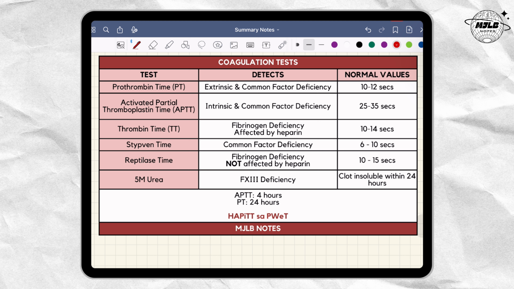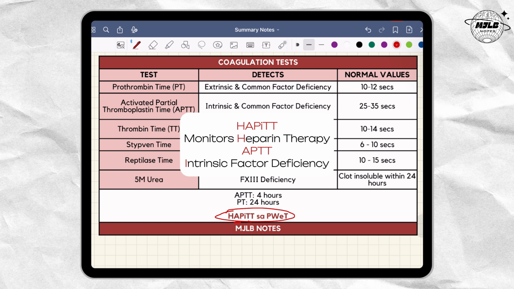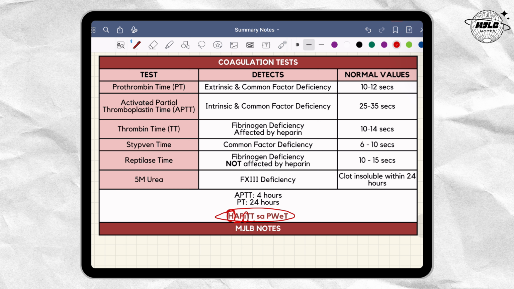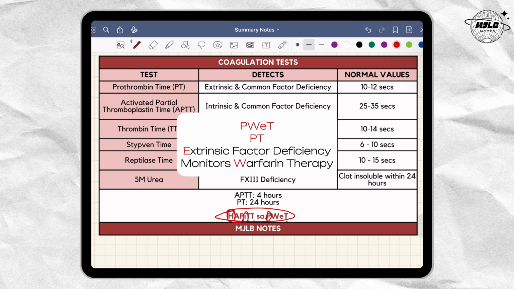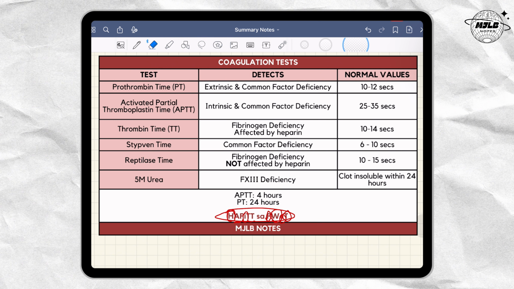May isa pa akong mnemonics na nakita sa Twitter, that would be your hapet sa puwet. So, APTT, which is your test, detects your intrinsic factor deficiency, which is the I here, and it monitors your H, which is your heparin therapy. Whereas yung puwet naman, you have your PT, which detects your extrinsic factor deficiency, and monitors your W, which is your warfarin therapy. So, yun lang yun.